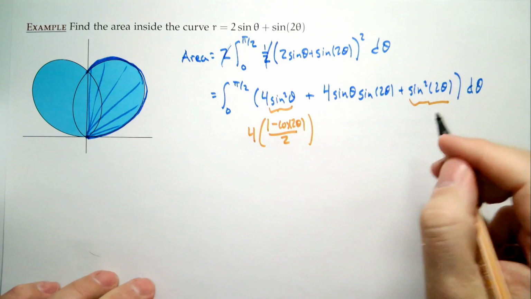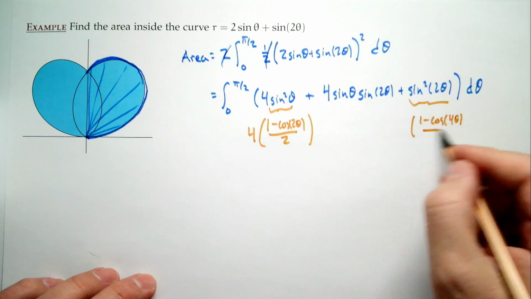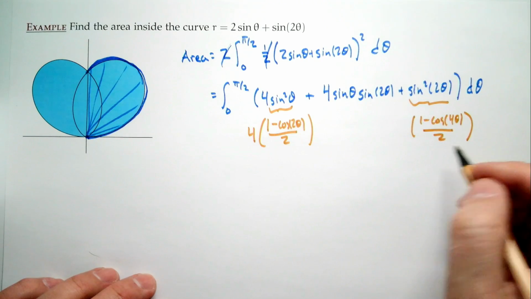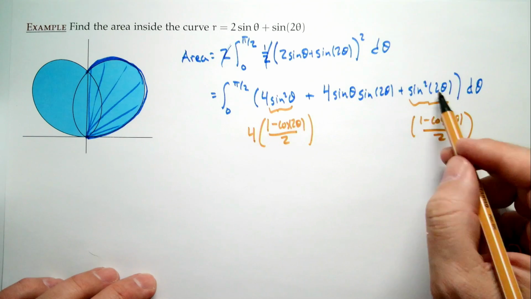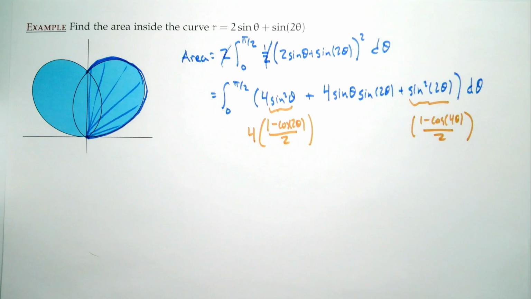Yeah, another similar formula. 1 minus cosine of 4 theta over 2. Now just remember to double the inside. So double 2 theta becomes 4 theta. And now the middle term. Now this one kind of makes you think, sine theta, sine 2 theta.